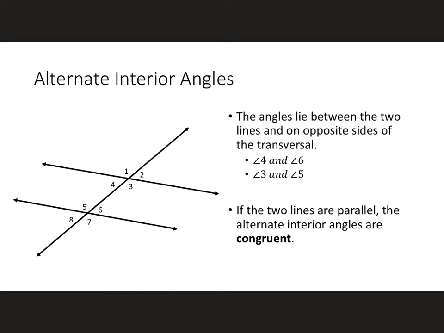To be alternate interior angles, the angle pairs would have to be on opposite sides of the transversal and between the lines. So the alternate interior angle to angle 4 is angle 6, and the alternate interior angle to angle 3 is angle 5. Like corresponding angles, if the two lines are parallel, then the alternate interior angles are congruent.